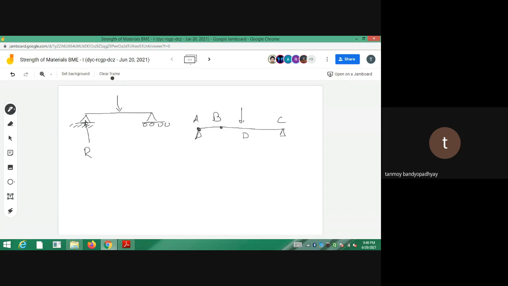Whenever you are considering the point A here, it is fixed. So there you will be having a RY and a RX. But when you come to a roller support, I hope you have studied these roller supports in mechanics. Whenever you are considering a roller support, you will be having a vertical reaction, say suppose R2, but you won't be having any horizontal reaction.